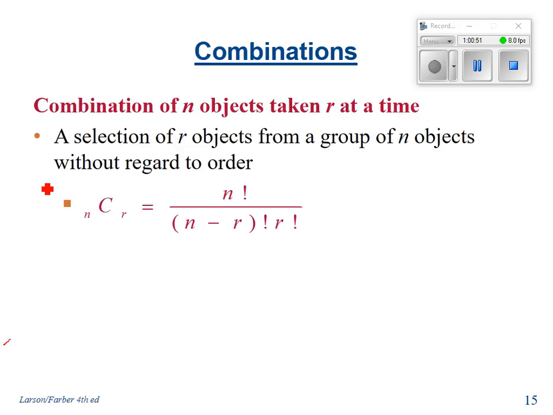Combinations. Combinations are a little different. Right quickly because we're going to run out of time. Combination, n objects taken r at a time, a selection of objects from a group of n objects without regard to order. And I hate it when I give the definitions of these, because that seems to confuse people a lot of times.